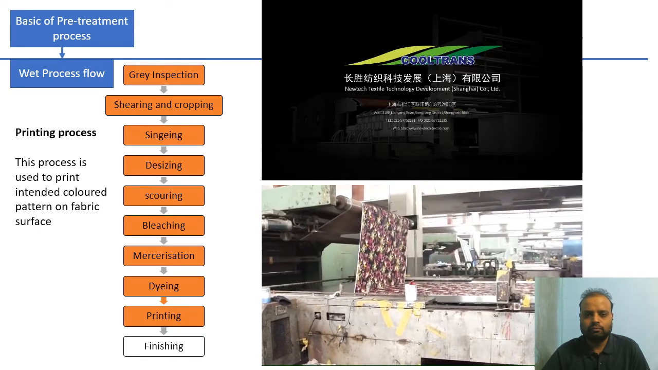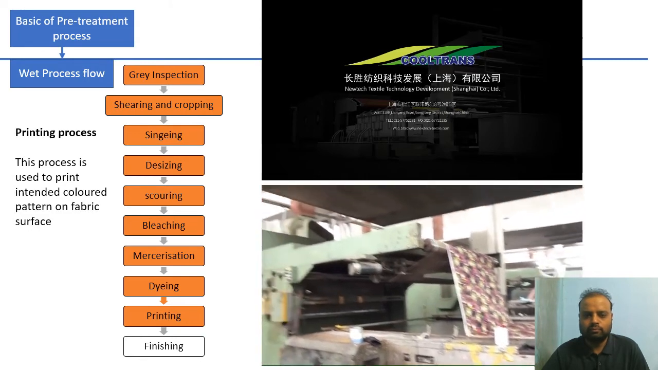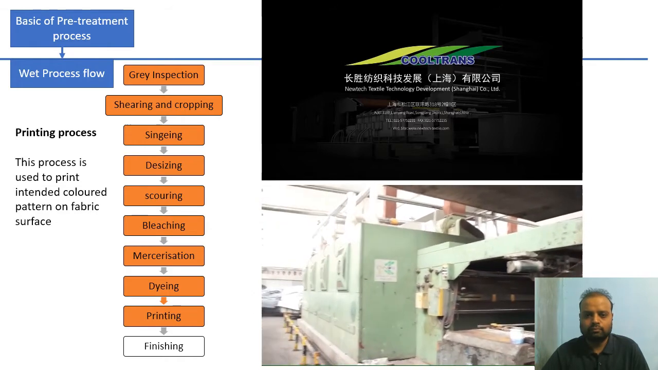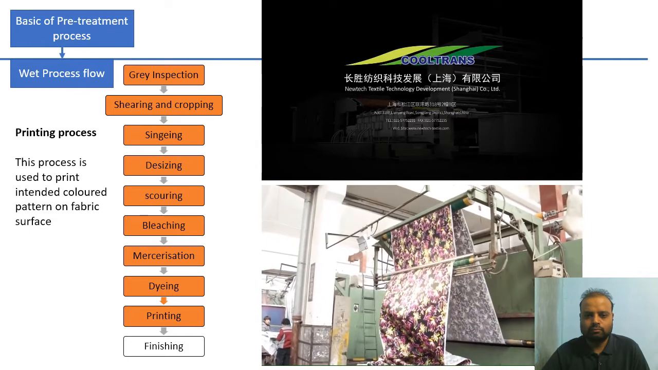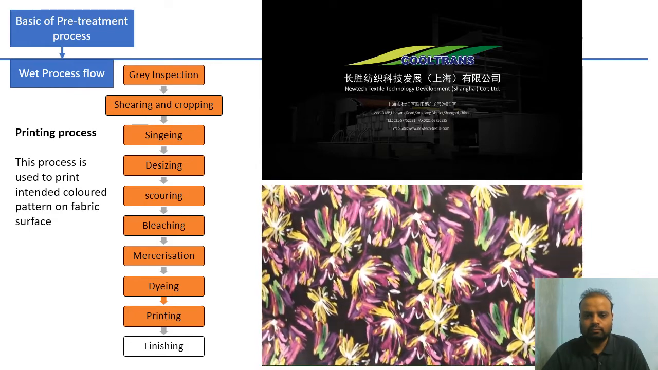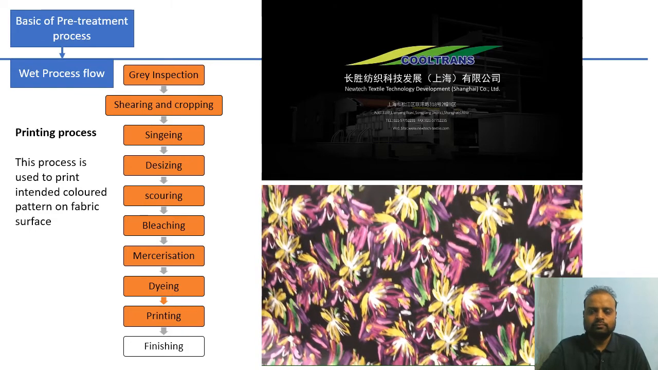After printing, the fabric is taken up into a drying unit that will completely dry the fabric prior to being folded and stored in a cart. So the second video is related to flatbed printing method.